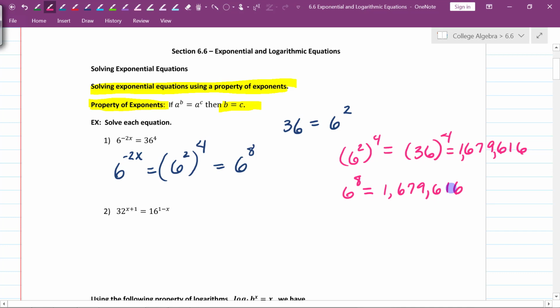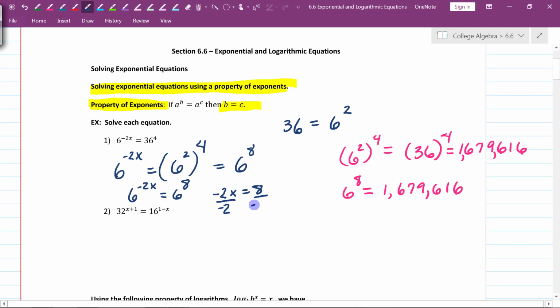Now that I know that, I can continue on, and I can say then that 6 to the negative 2x is equal to 6 to the 8th. Okay? If I have 6 to the negative 2x equals 6 to the 8th, if these are indeed equal statements, that tells me then that negative 2x must equal 8. This must equal this for that to be a true statement. I have an equation here that we all know how to solve. All I have to do now is solve for x.